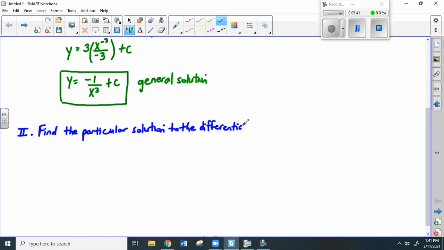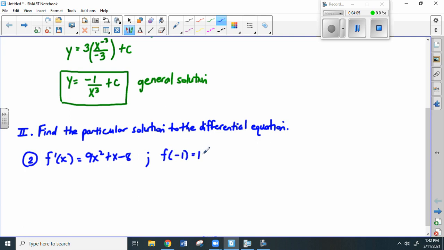Again, you need to be given a differential equation. For example, this is our second problem. Let's write it as f prime of x this time, equals 9x squared plus x minus 8. Then I'm going to give you a little bit more information. I'm going to tell you that f of negative 1 equals 1. That's what you're going to need to help you when you get to the finding c part.